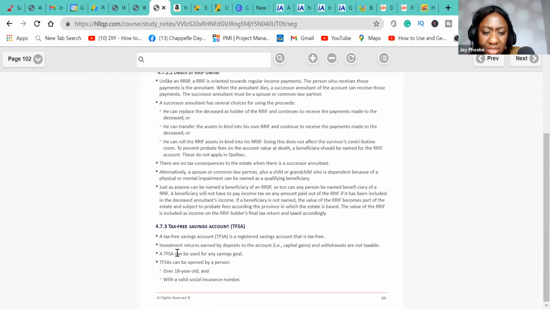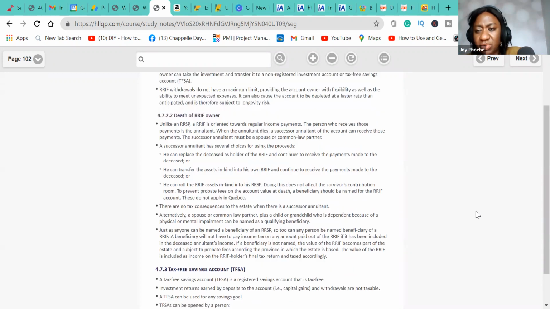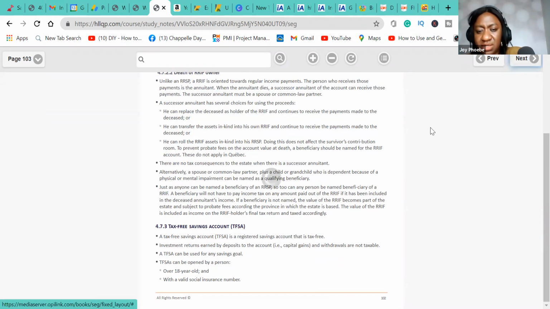Okay, tax-free savings account. Well, a tax-free savings account, we're talking about individual savings plans, right? A tax-free savings account is a registered savings account that is tax-free. Every growth is tax-free, right? An individual that is 18 years and above can open a TFSA account.